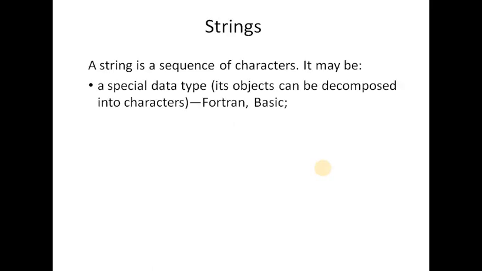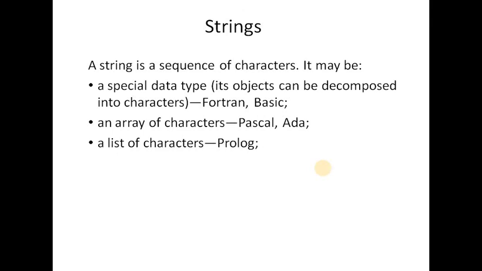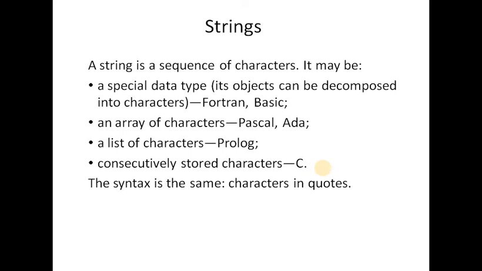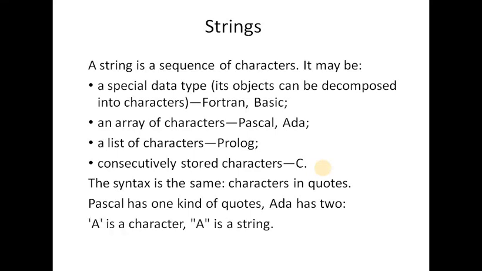What is a string? A string is a particular sequence of characters. It can be a special data type. We are talking about objects that can be decomposed into characters. A character can be a single type in Fortran and BASIC, an array of characters in Pascal and Ada, a list of characters in Prolog, and consecutively stored characters in C. The syntax is the same: a character is in quotes. Pascal has one kind of quote, Ada has two, so 'A' is a character and "A" can be a string.